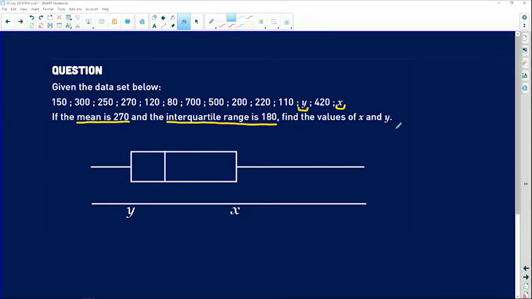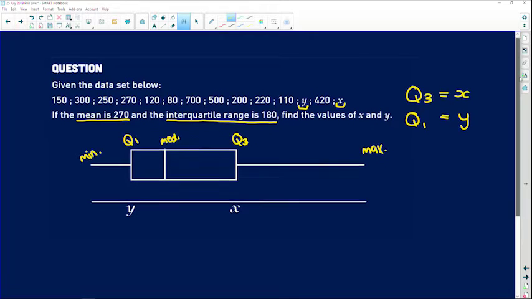Okay, we're also given this box plot. Now, if you know how a box plot works, you know that this value down here is the minimum. This value over here is the first quartile. This is the median. This is the third quartile, and this is the maximum number. So to interpret this, we know that quartile 3 is x and quartile 1 is y. So that's some information about x and y.